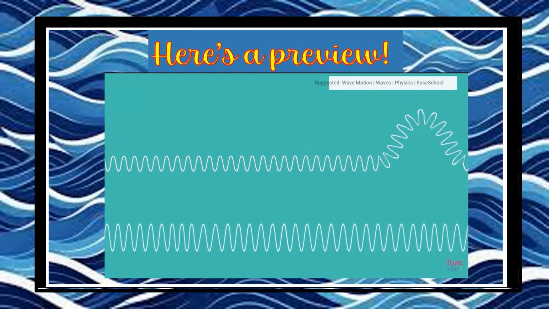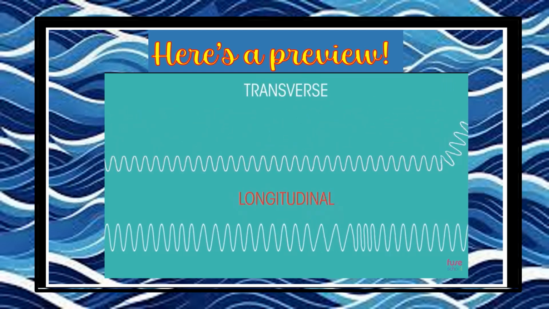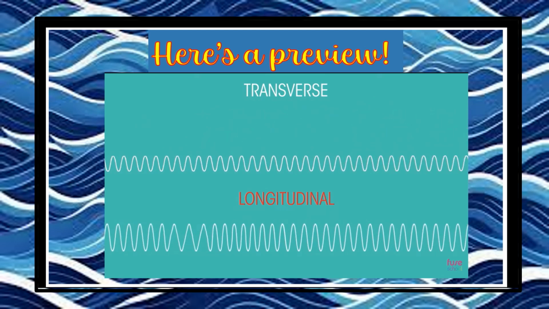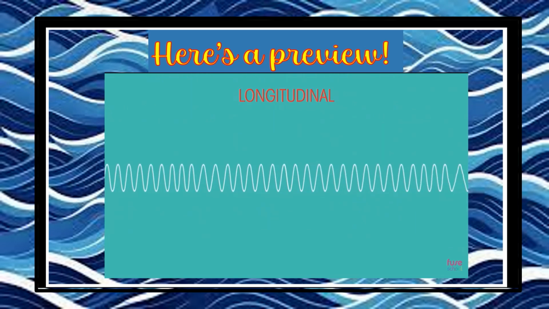Waves are produced as a result of vibrations and can be classified as transverse or longitudinal. Whether they are transverse or longitudinal depends upon how the particles are made to vibrate as the energy passes. Let's look at longitudinal first.